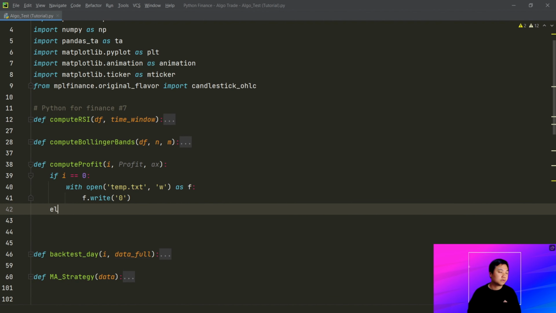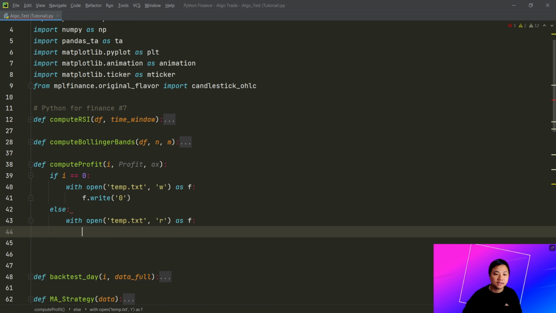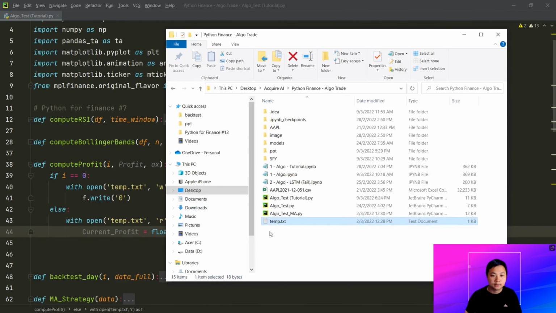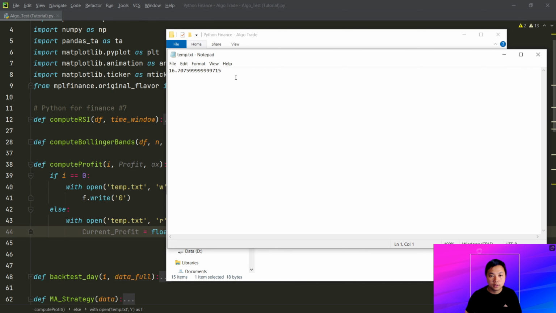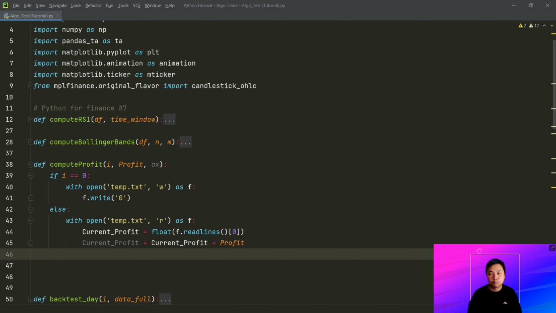And in case this is not the first case, I will just open this file, and then, of course, read the value. In this case, just open this file and get this value. And then once I have this value, I will add it with the profit. And now we have the total profit.